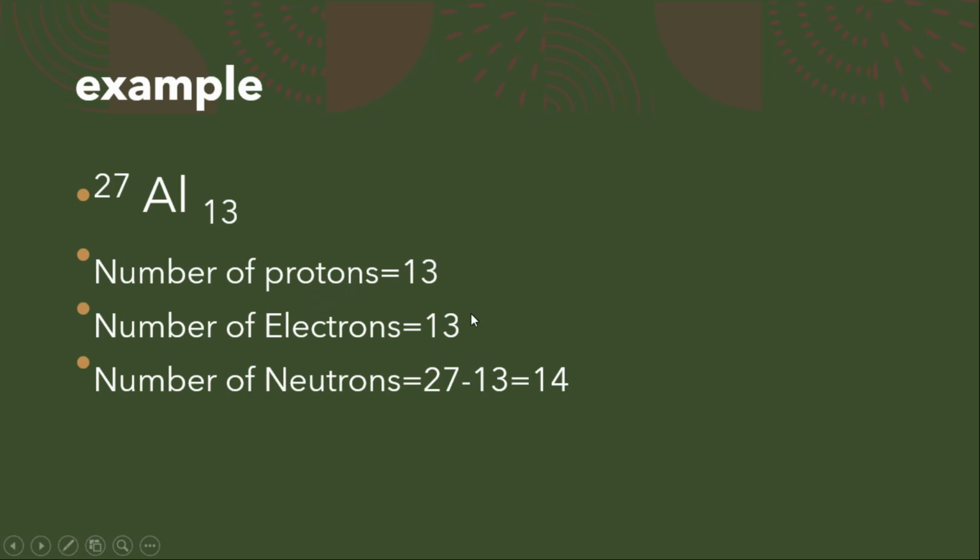So how do we calculate the number of neutrons? We need to subtract the atomic number from the mass number. So here we get 27 minus 13, that is equal to 14. So we can conclude that the number of protons in aluminum is 13, the number of electrons is also 13, and the number of neutrons is 14. That is mass number minus atomic number.